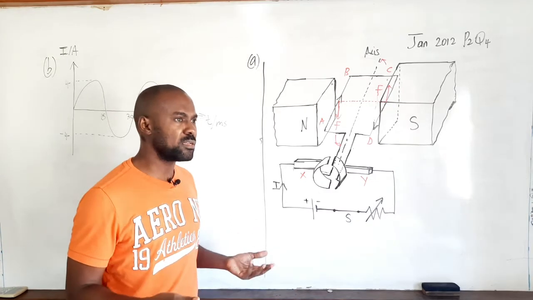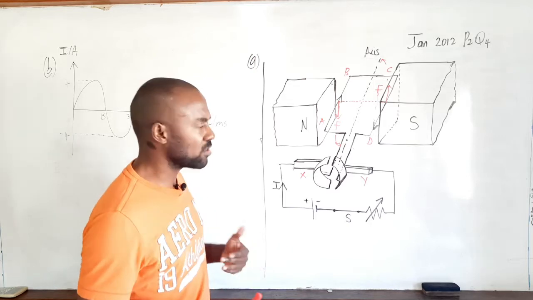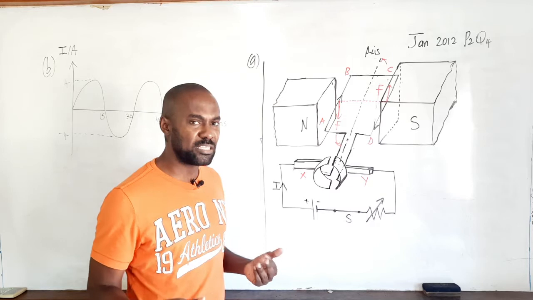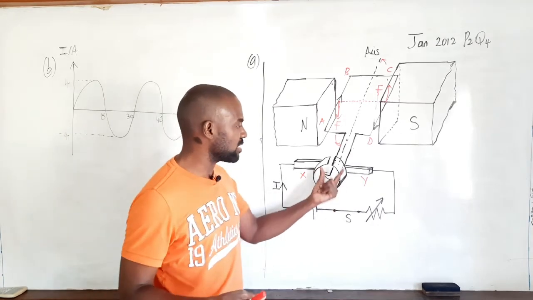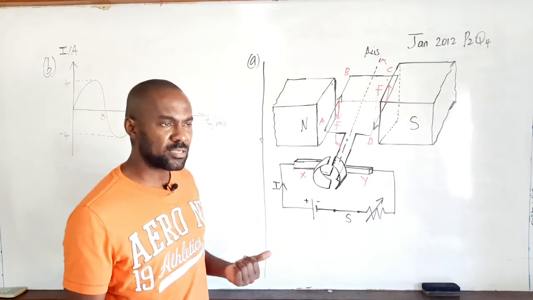Now, what does this mean? Does this mean that the coil will come to a stop? No, the coil doesn't stop, because the momentum of the coil will keep it rotating until these ends once again come into contact with the split ring commutators, and once again the current starts to flow.